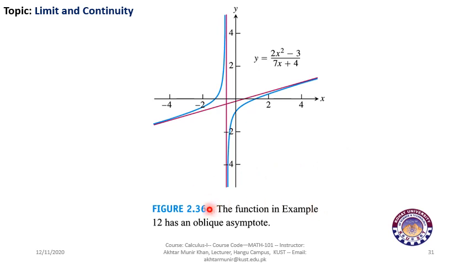Now we have other kinds of asymptotes, which are called the oblique asymptote and the vertical asymptote. An asymptote which is neither horizontal nor vertical is called an oblique asymptote, and an asymptote to a curve that is parallel to the y-axis is called a vertical asymptote.